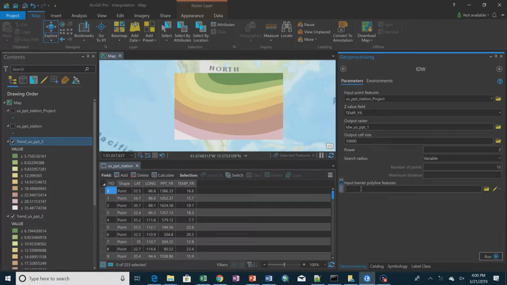And the polyline features, if we wanted to put barriers in, but we're not going to put any barriers in. Like I said, if there was some reason that interpolation shouldn't occur over a particular area, then you put a barrier in. What happens is if there's a barrier anywhere within that search radius, it won't consider anything on the other side of the barrier from the search radius.